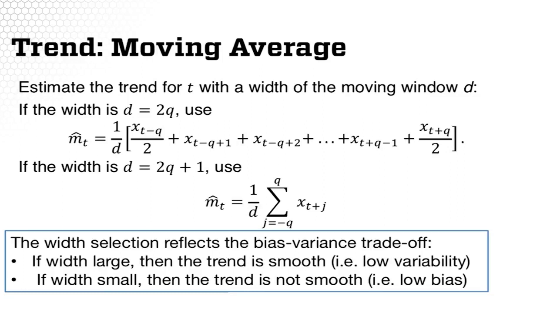On another note, for those who have a broader understanding of statistical modeling, the moving average is a particular case of kernel regression when we use a kernel with equal weights.